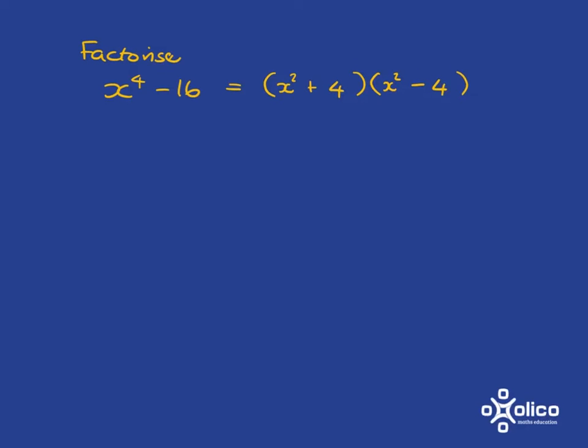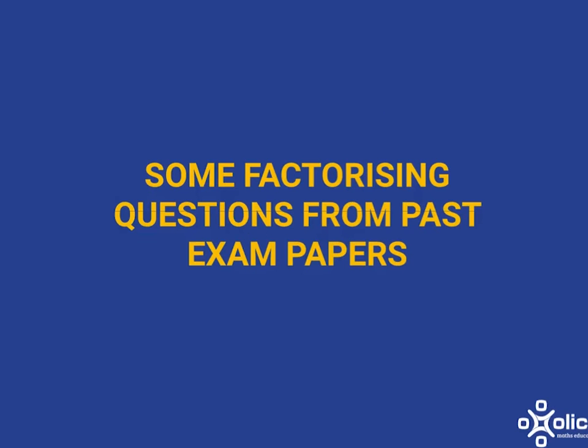But did you recognize that this is still a difference of two squares? And so in fact we can continue with our factorizing. We can't do anything with the x squared plus 4, but we can go on here to say this is x minus 2, x plus 2. So we've done a bit of factorizing now.